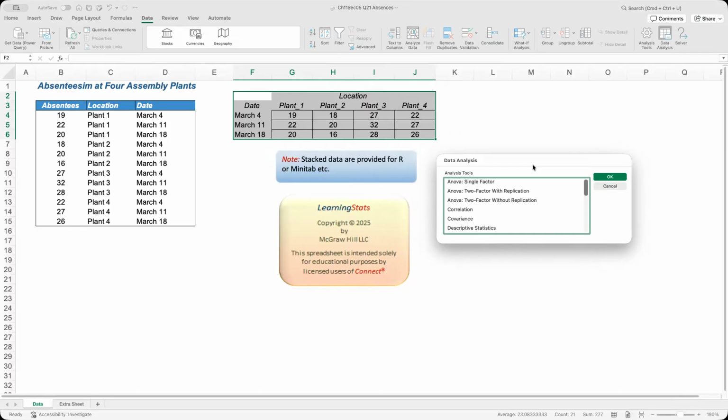The way I was taught this was actually not to use the word replication, but repetition. I only took 1 measurement from each treatment. So there's no repeated measurements. So I'm going to go without replication. Click. Okay.